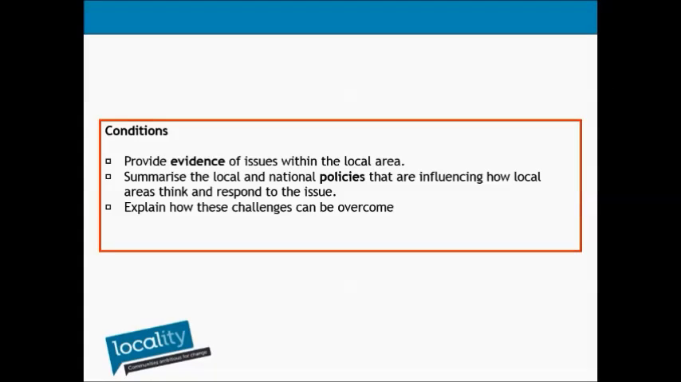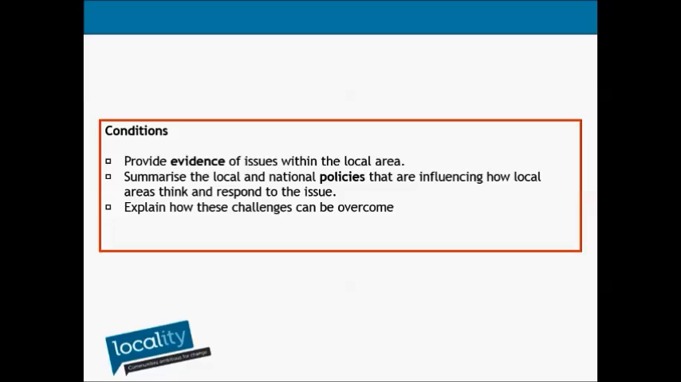So this is asking you to provide information about what's going on locally. This should give readers who are unaware of your local area a quick understanding of the challenges your local area faces, the policies that already exist to tackle these challenges, and what needs to happen for these challenges to be overcome. In detail, the section should provide evidence of issues within the local area. Examples would be data on local unemployment rates or data of ill health.